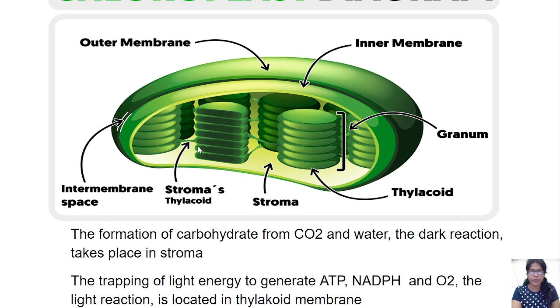The formation of carbohydrates from CO2 and water, the dark reactions, takes place in stroma. This is where dark reaction takes place, and this is where light reaction takes place.